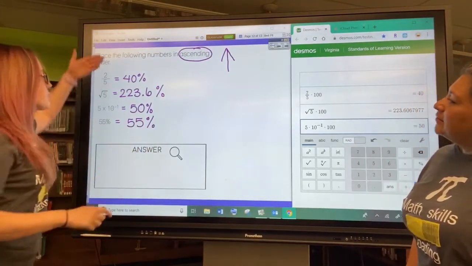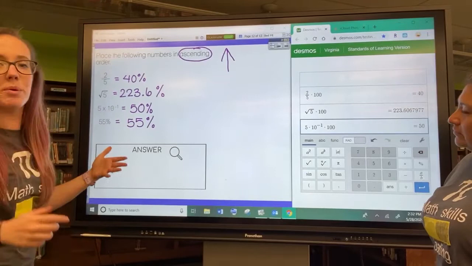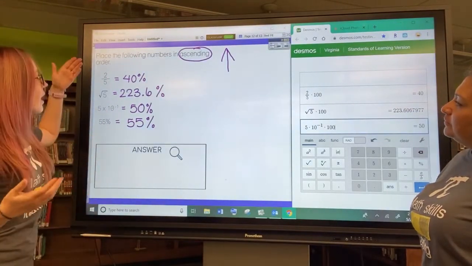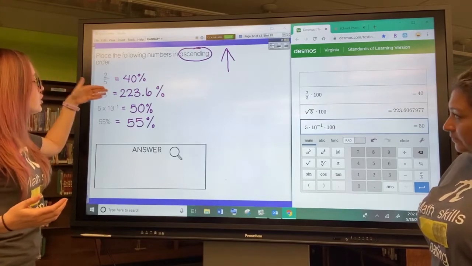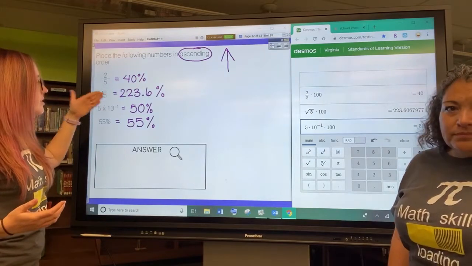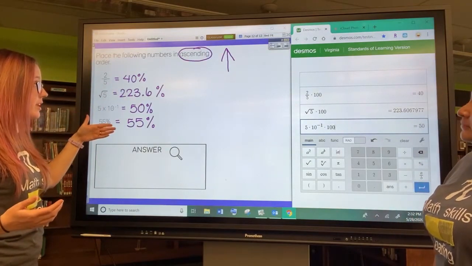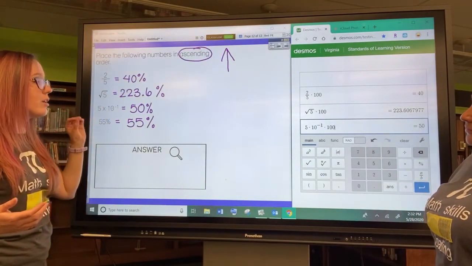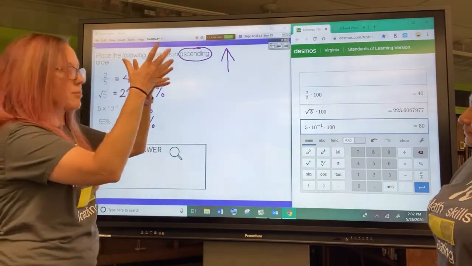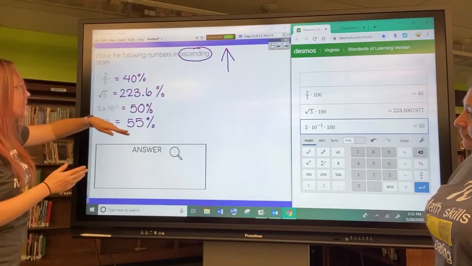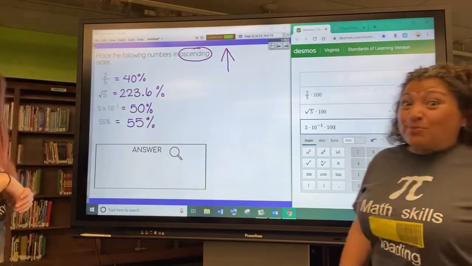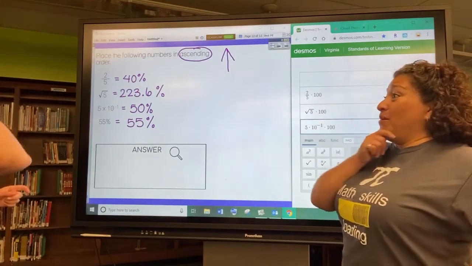Okay. Now let's read these answers, and it's going to be pretty easy to tell which ones are the smallest and which ones are the biggest. Absolutely. So I have 40%, 223.6%, 50%, and 55%. And we were starting with the smallest numbers and then going up to the biggest numbers. So of these 4 here, which one is the smallest? Well, if you look at that, I think it's pretty easy to tell that 40% would be the smallest.